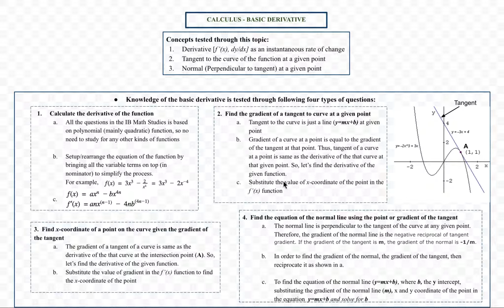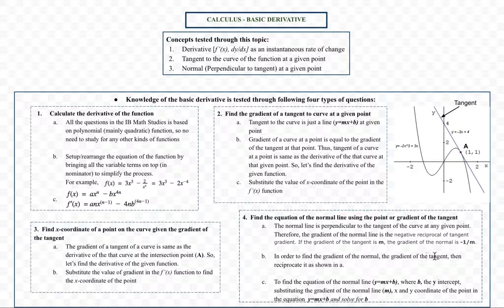We apply almost a similar principle when calculating the gradient of a normal. Now we have to remember that the normal line is the line that is perpendicular to the tangent. So if we have the gradient of the tangent, the gradient of the normal line is the negative reciprocal of the gradient of the tangent. So that means that if the gradient of the tangent is m, our gradient of the normal line is going to be minus 1 all over m.